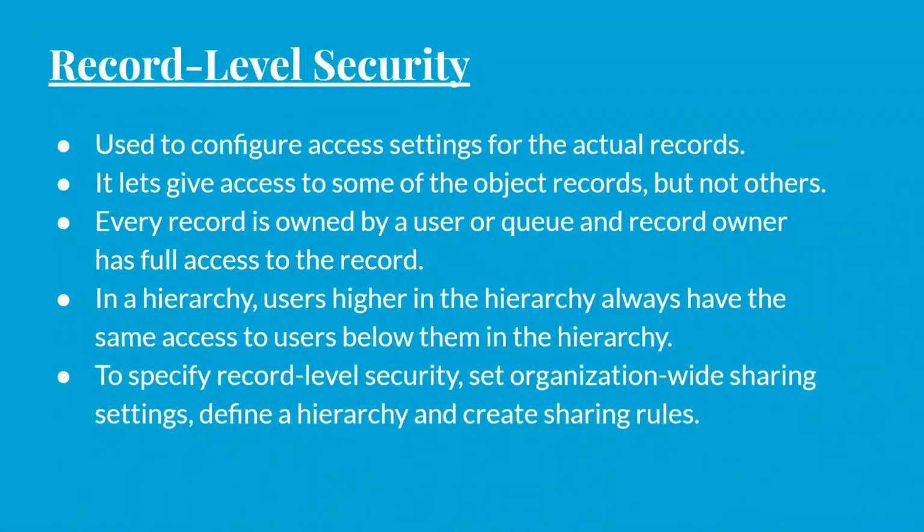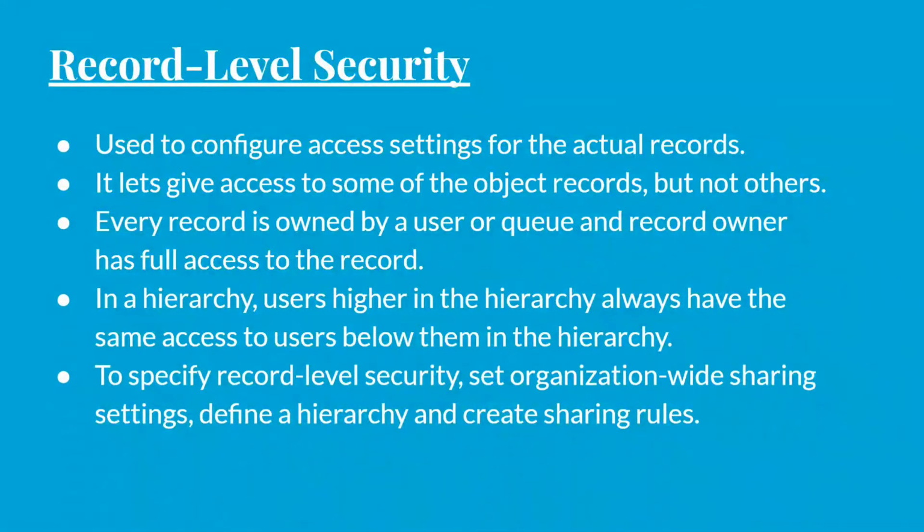It lets you give access to some of the object records but not others. So it's not like you define it for all the objects, but you can define it for some of the object records. Every record is owned by a user or queue, and the record owner has full access to the record. As you know, for each record you have a record owner, or maybe you have a queue which has been assigned that particular case record or a lead record. So that owner or that particular queue will have full access to that record.